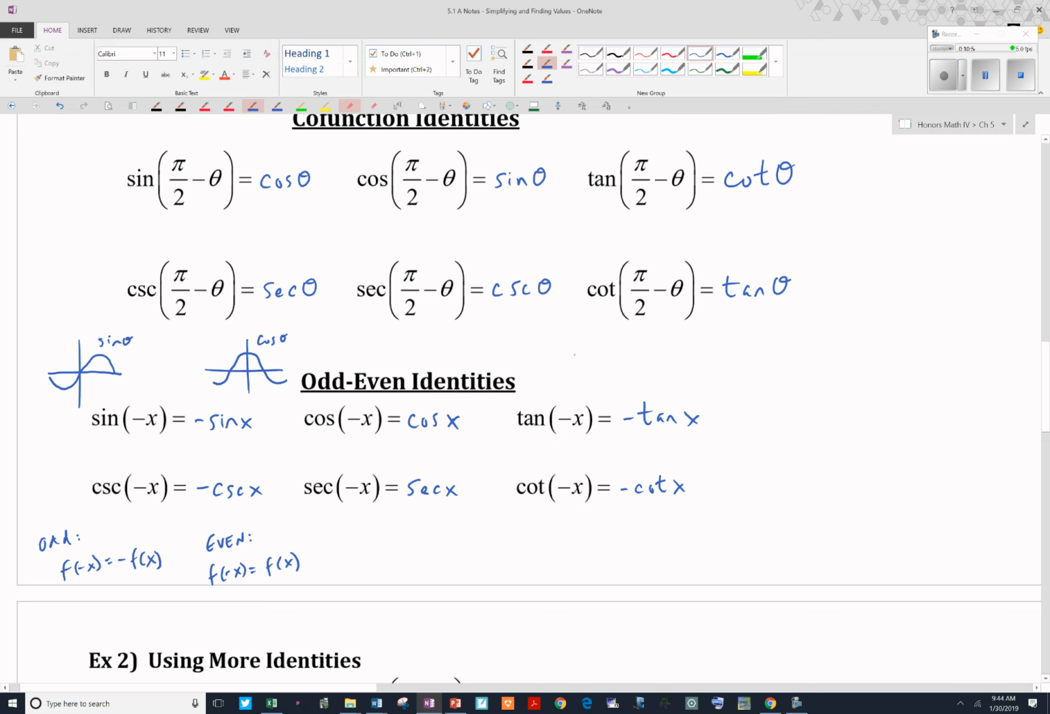Tangent is odd. Remember how the tangent graph looks with the asymptotes. Okay, so tangent's an odd function, so it's taking on that property right there. And then the reciprocals just fall in line.